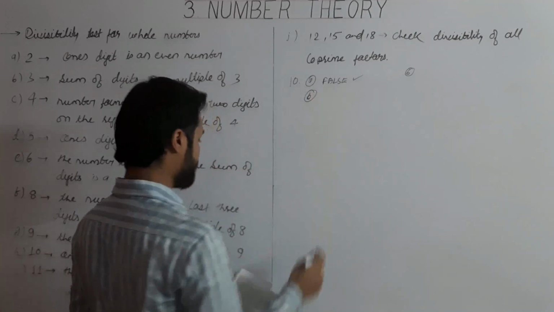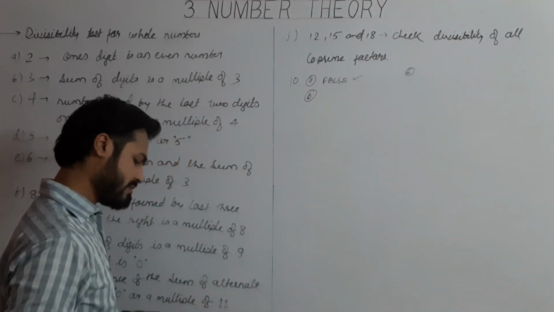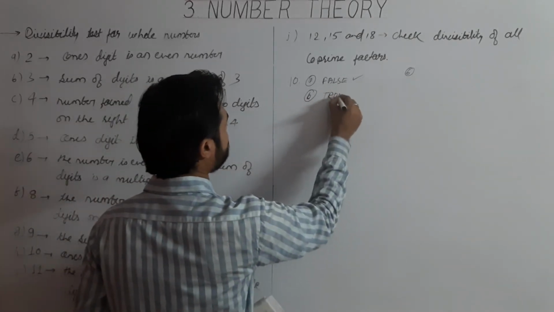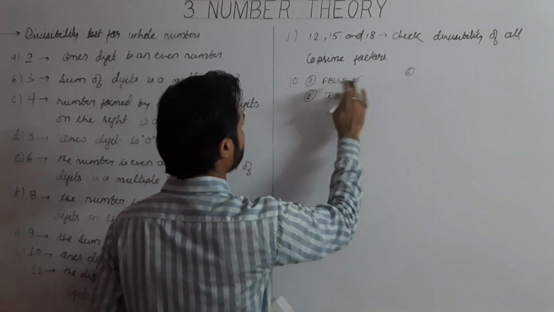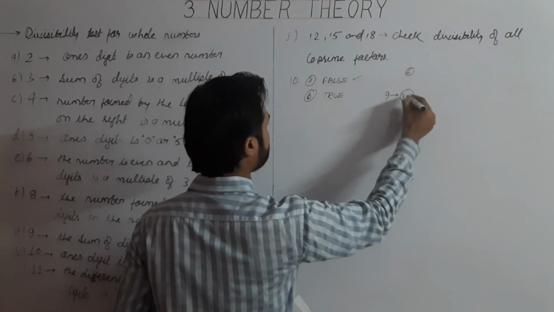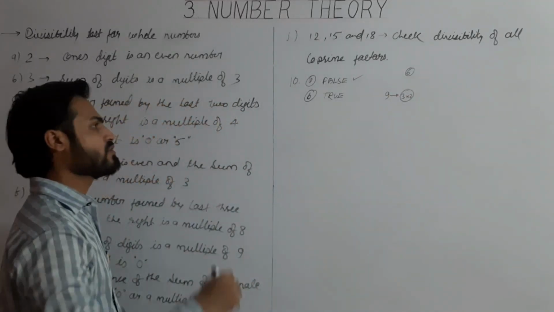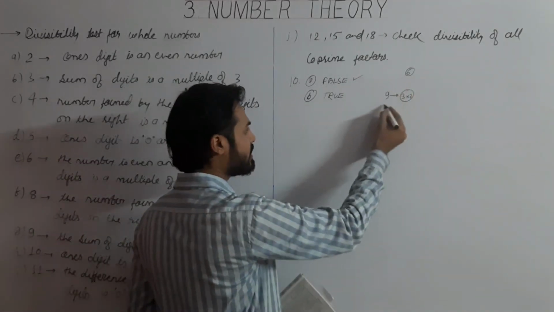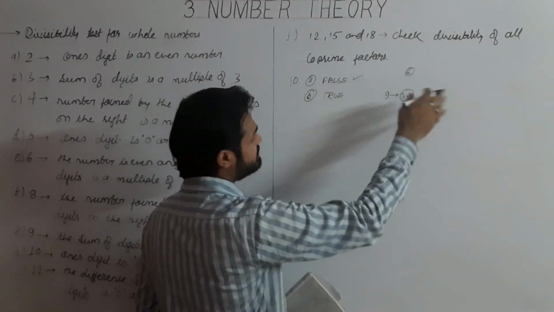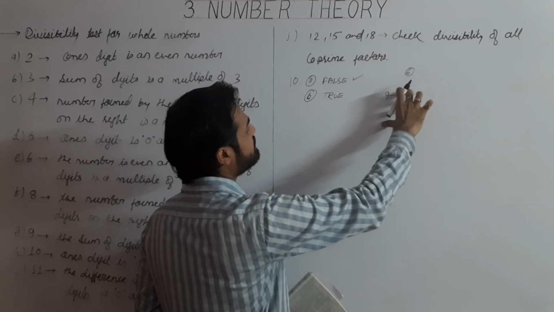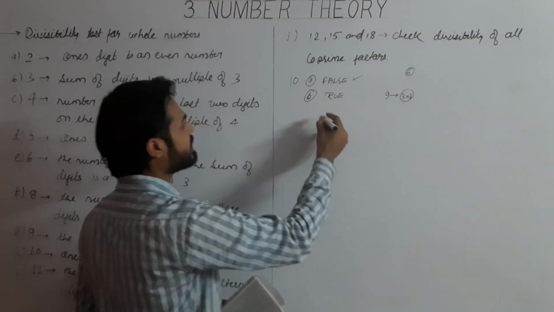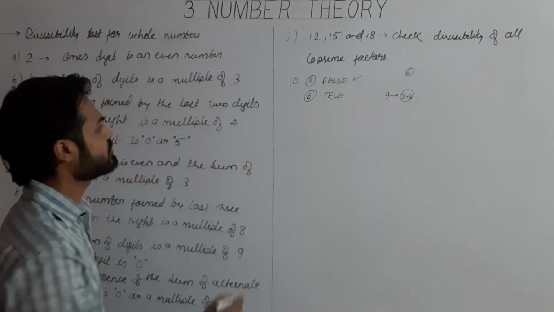Then part B. A number which is divisible by 9 is also divisible by 3. This is true because 9 is a multiple of 3. Right? 3 into 3 is 9. So 9 is a multiple of 3. So for all numbers, if that number is divisible by 9, then that number will always be divisible by 3, because 3 is a factor of 9. So second statement is true.